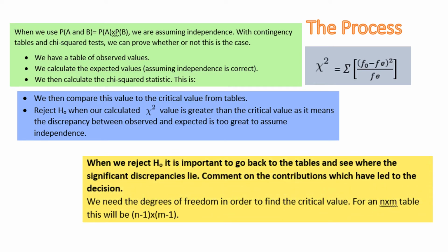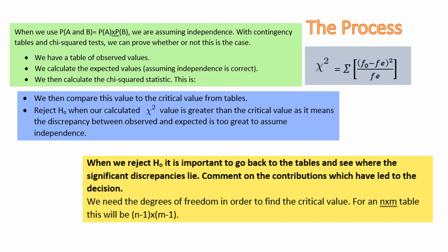If we reject H0, it's really important to go back to the tables and see what caused it to happen. It won't necessarily be every cell or even every row within that cell. It could be particular areas, and it's important that you look to see which areas it actually is that is causing this discrepancy. We work out degrees of freedom.